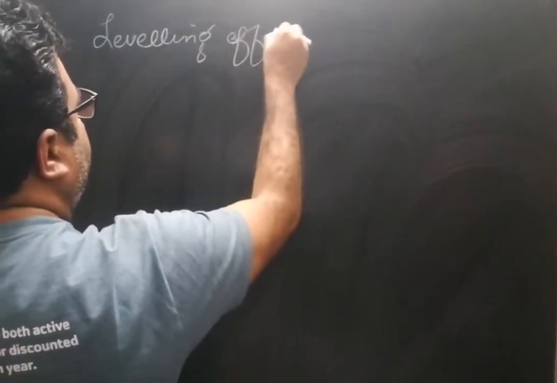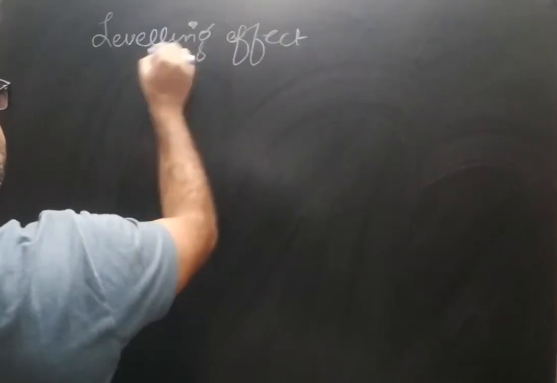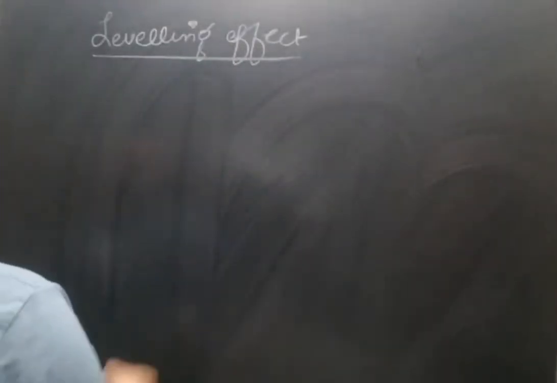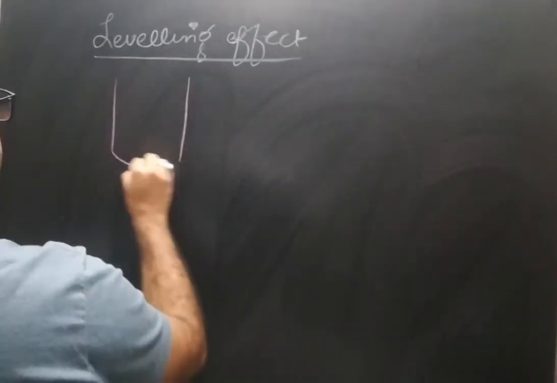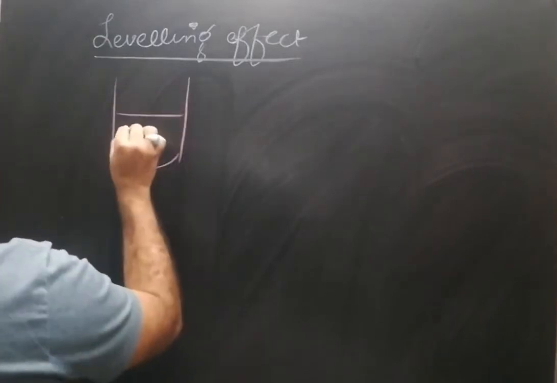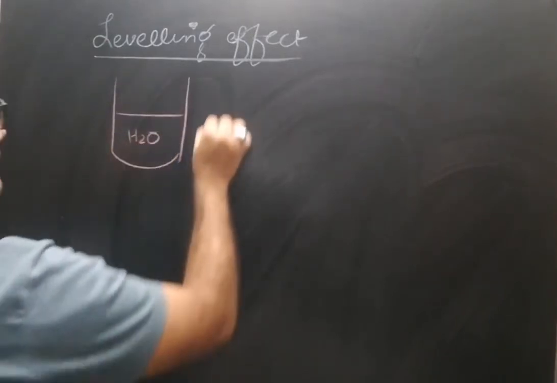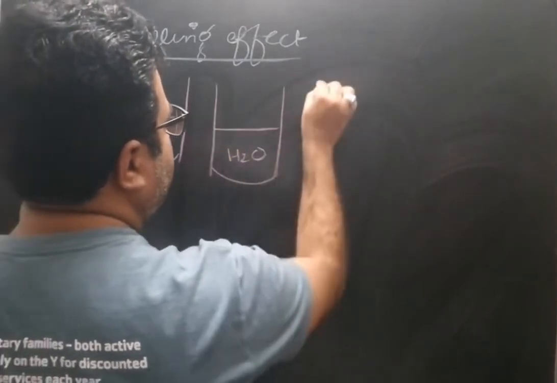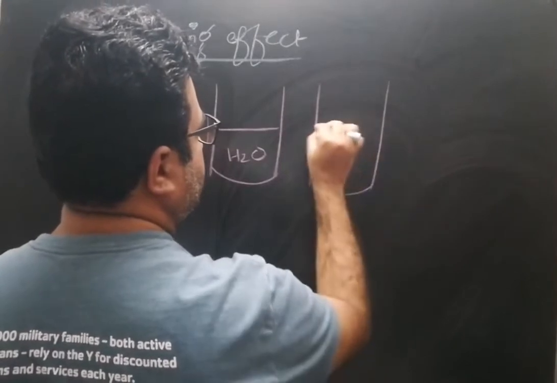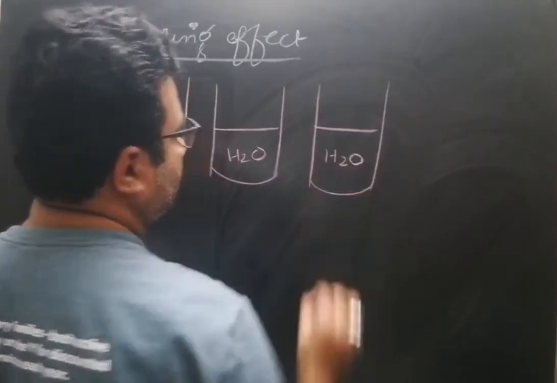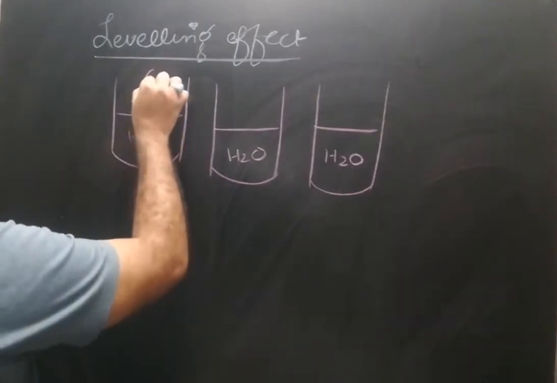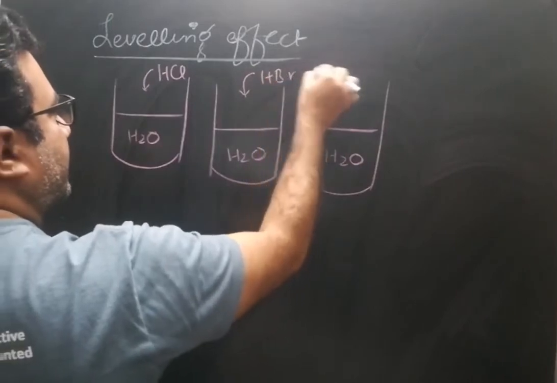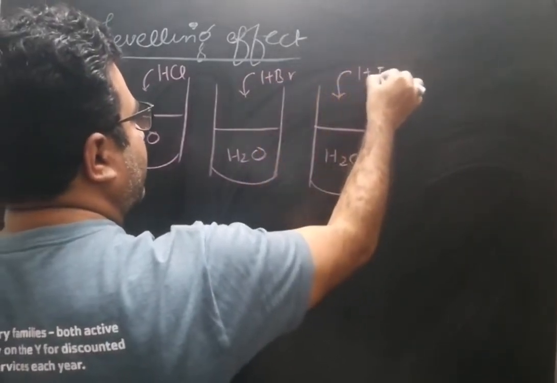Leveling effect. Suppose we have water in 3 different beakers. We add HCl in the first beaker, HBr in the second beaker, and hydrogen iodide in the third beaker.